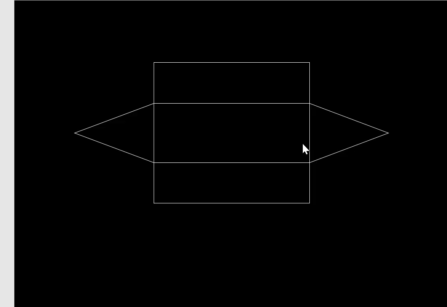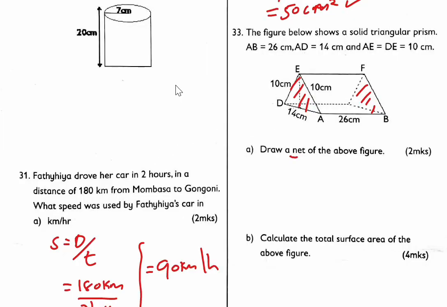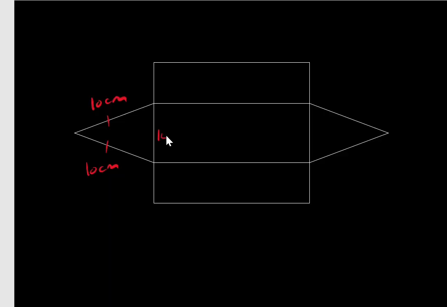The net is here. You can see this is the triangle. It is an isosceles triangle with sides 10, 10. So here we have 10 centimeters, and also here we have 10 centimeters. What about the base of the triangle? You can see the base is 14 centimeters. These 2 triangles are equal, so also this is 10 centimeters and 10 centimeters, and here we have 14 centimeters.